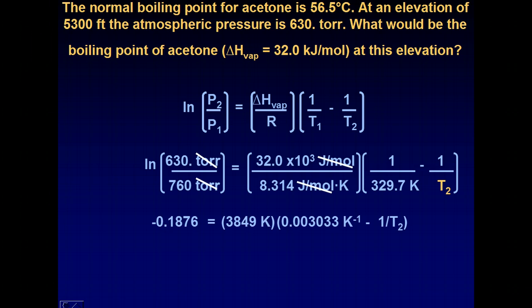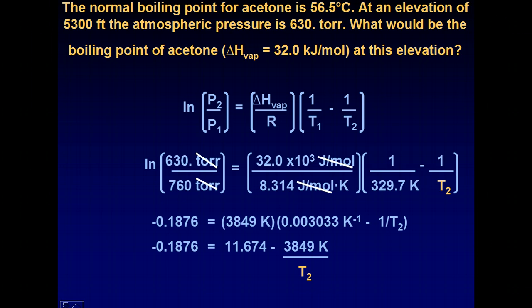So I took the natural log on the left side and got negative 0.1876. I simplified the delta H to R to get 3849 Kelvin. That was the only unit remaining. And then I simplified the 1 divided by 329.7 and left 1 over T2. At this point, you have some choices. You can distribute that 3849 through, or you can divide both sides by 3849.